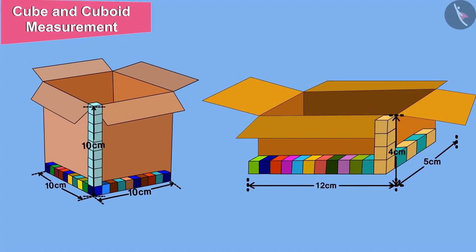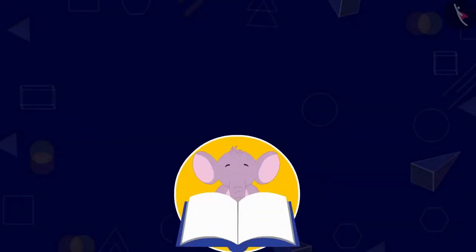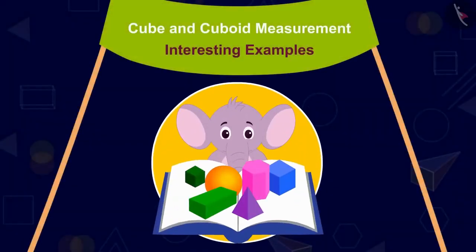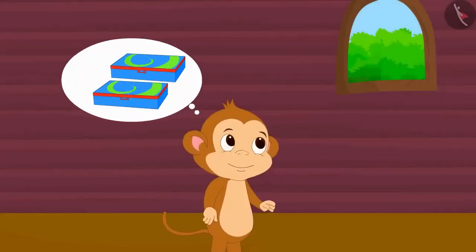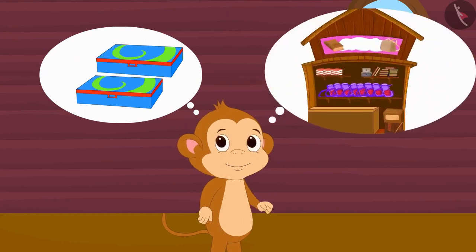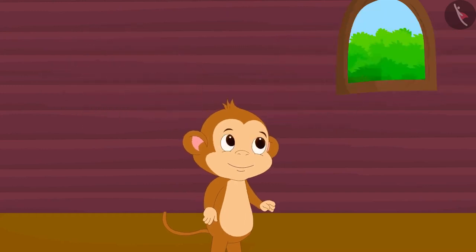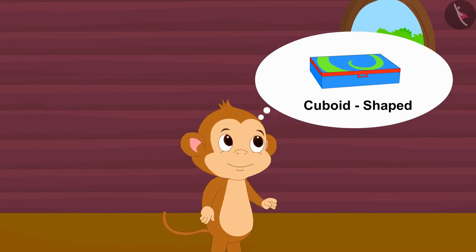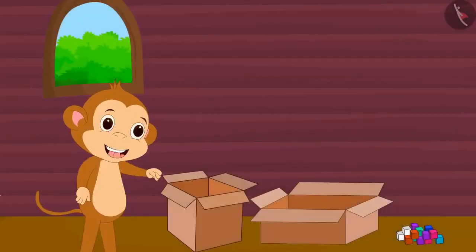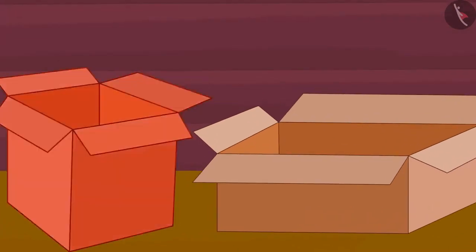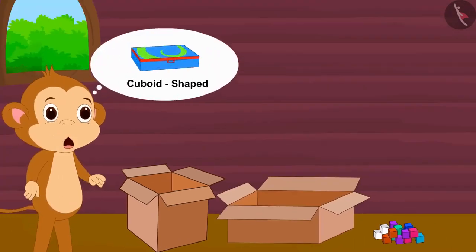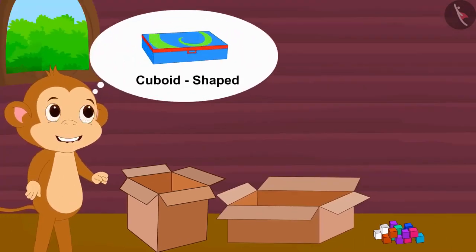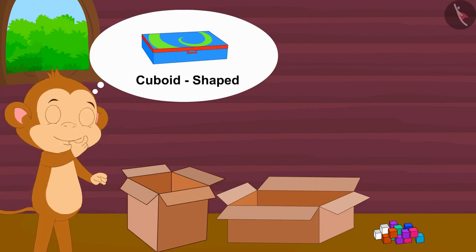Kids, in the previous video, we learned to measure cube and cuboid. In this video, we will learn more about it through some interesting examples. Babban wants to buy compass boxes to sell in his shop. The compass boxes are cuboid-shaped. I have just brought this one cube and one cuboid-shaped box with me. How many compass boxes will I be able to carry in these two boxes?